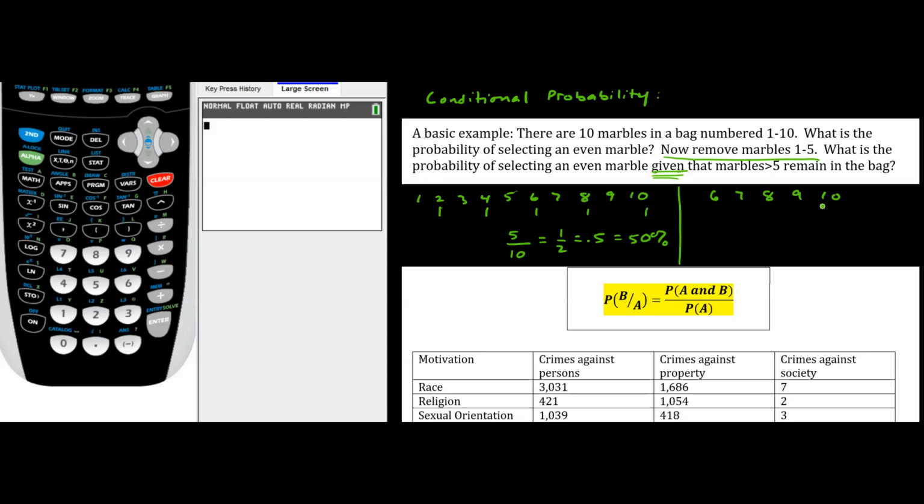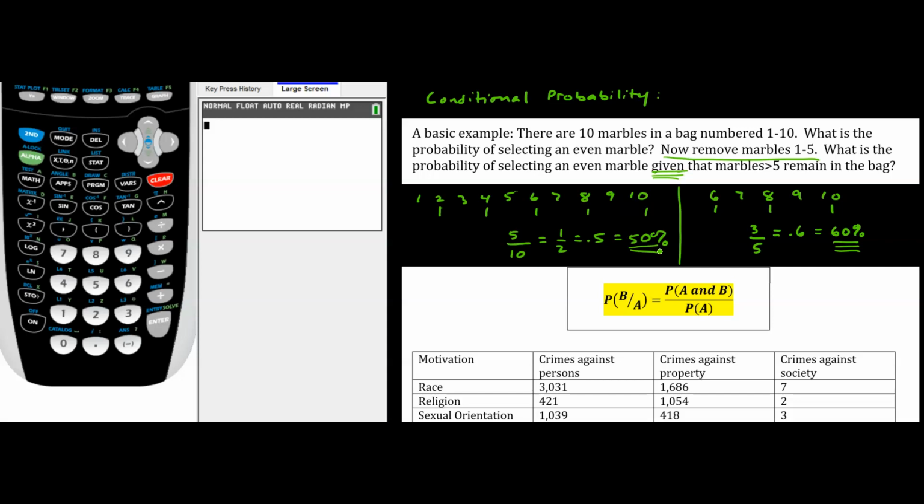And so now if these are the only numbered marbles that are in the bag, you can see that we have an even marble here, an even marble here, and an even numbered marble here. So 3 of the 5 marbles are labeled with an even number. And 3 out of 5 is equal to 0.6, or 60%. And so we can clearly see that our probabilities are impacted by the conditions that we imposed in the problem. And this is exactly what happens a lot of times in conditional probability examples.